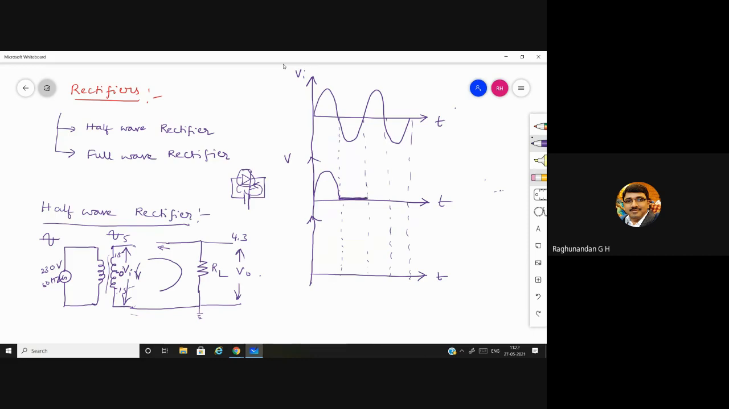This output voltage is the voltage which is coming across RL. Similarly, you can write the waveform for current also. So current will be flowing in the positive half cycle. During the negative half cycle, it will be 0. Okay. Now, next, again we got a positive half cycle.